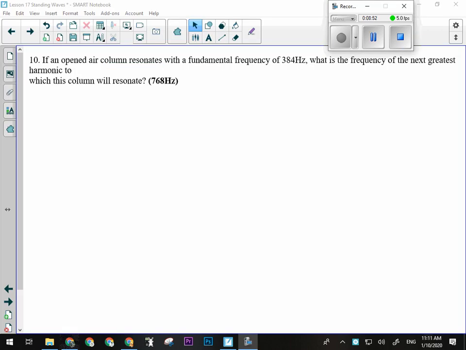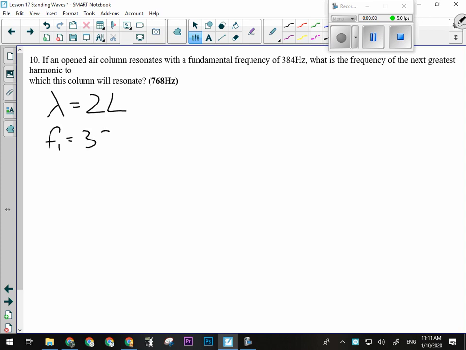Let's have a look at number 10 here. So we have an open air column, so we know right away we're dealing with this situation, lambda equals 2L. Its fundamental frequency is 384 hertz. What's the frequency of the next greatest harmonic to which this column will resonate? If this is F1, what's the next one that'll resonate? F2. How many times bigger is F2 than F1? 2 times. F2 is 2 times greater.